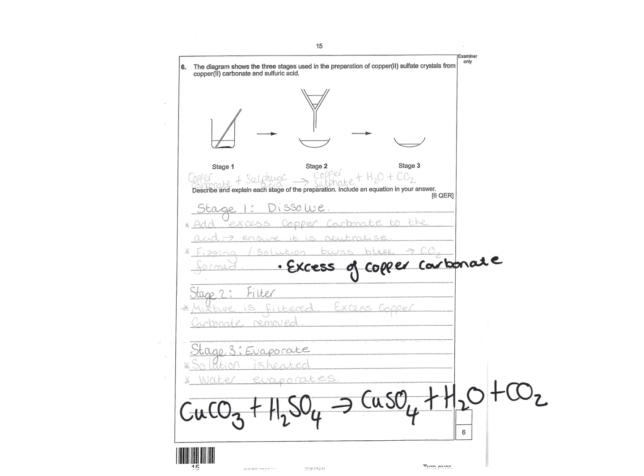Second stage then, filter. The mixture is filtered, excess copper carbonate is removed, and you end up with a copper sulfate solution. Solution means it's with the water. Then the solution is heated, so the water evaporates, and you're left with pure crystals of copper sulfate. Nice 6 marker there.